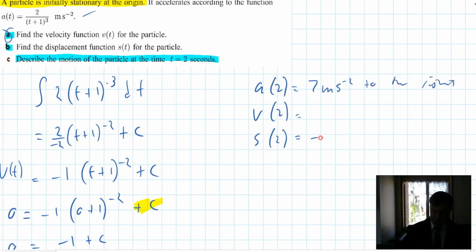S of 2, let's say that's minus 4, that would be minus 4 meters to the left, or 4 meters to the left of the origin. It doesn't really make sense to write minus 4 meters to the left, but 4 meters to the left of the origin makes some sense. So basically, when they ask for initial condition or describe the motion at a certain time, then you sub it into all 3 and give a little interpretation for each of the 3.